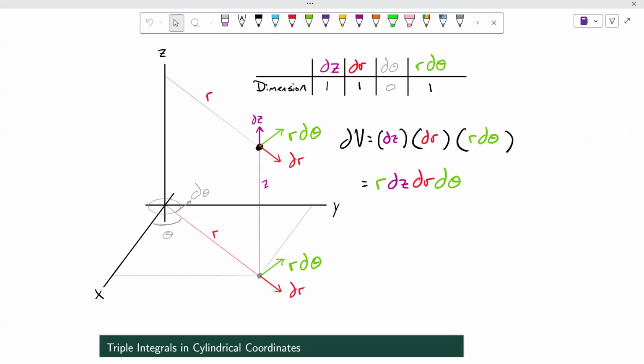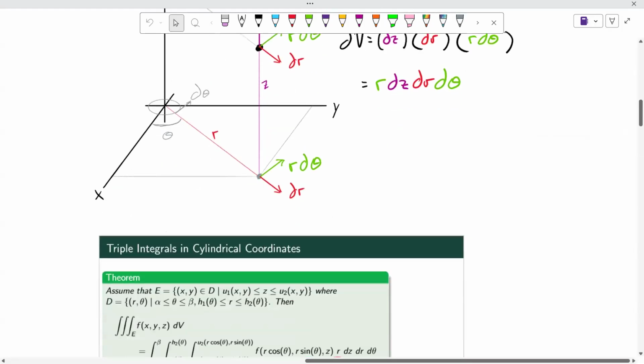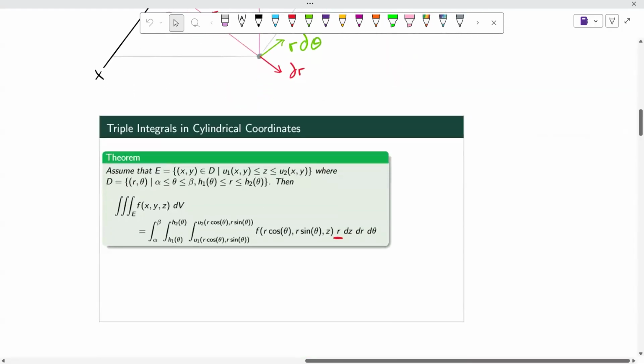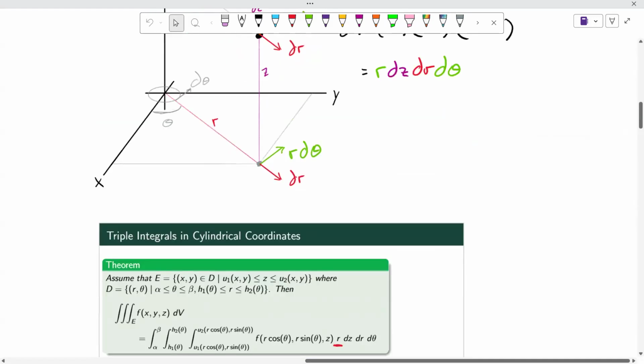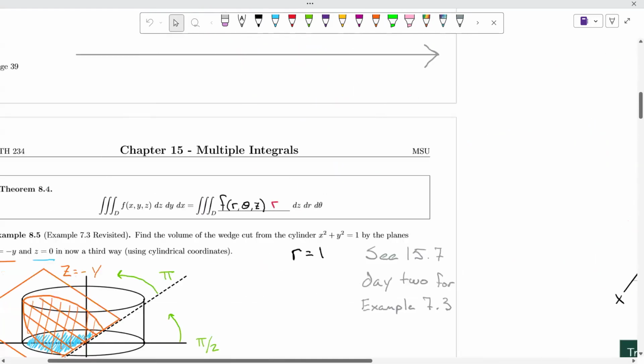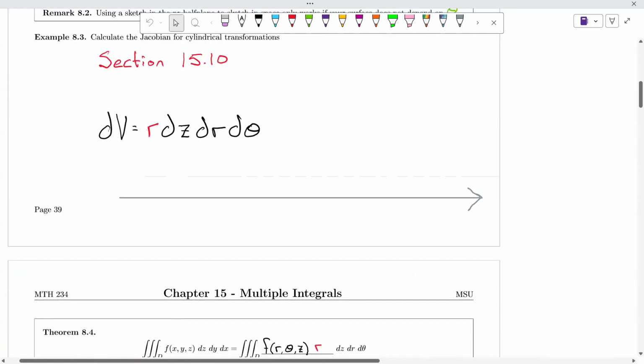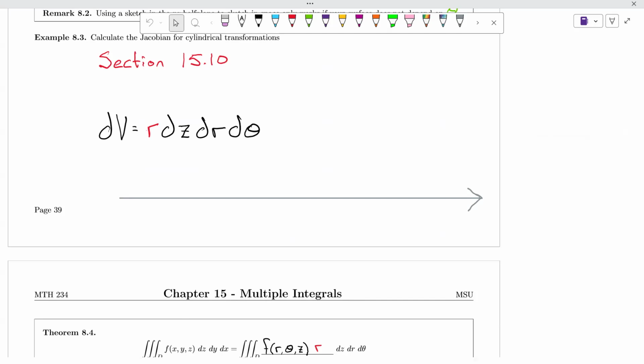When we do eventually get to section 15.10, where we calculate a Jacobian, we'll find that it was very motivated by this diagram, as well as the other one that we'll look at for spherical coordinates. So I suppose, yeah, prepare for that. So again, the real big idea here is that anytime I need to multiply in a dV, I'm going to get this r times dz dr d theta.